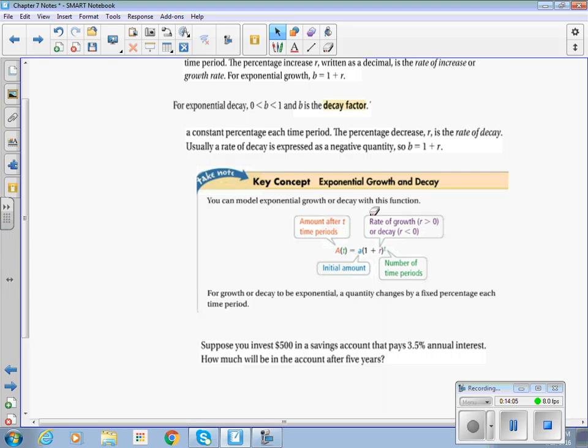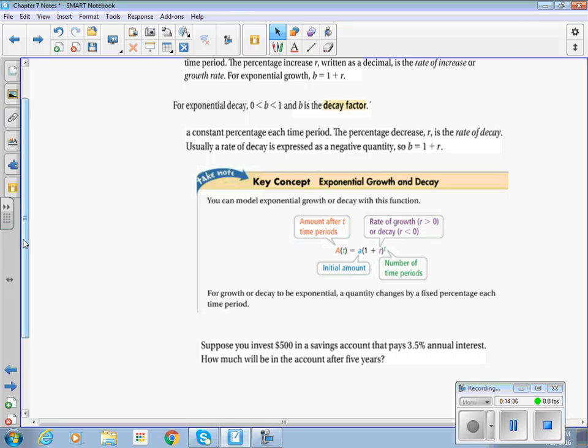Okay, so you can model exponential growth or decay with this function: A of t is equal to your initial amount times (1 plus r). If you're growing, r is positive. If you're decaying, r is negative. And that's raised to the t power, where t is the number of time periods. For growth or decay to be exponential, a quantity changes by a fixed percentage each time period.